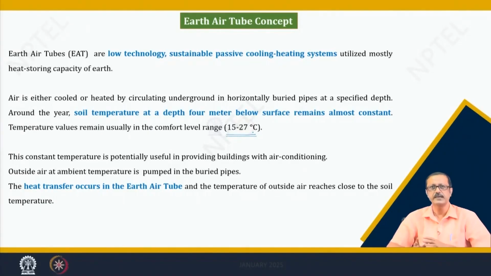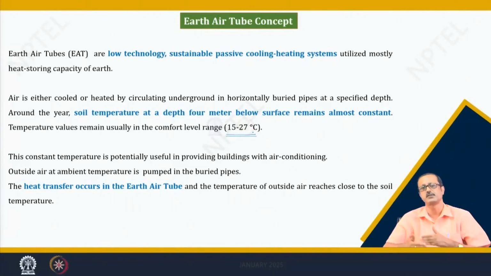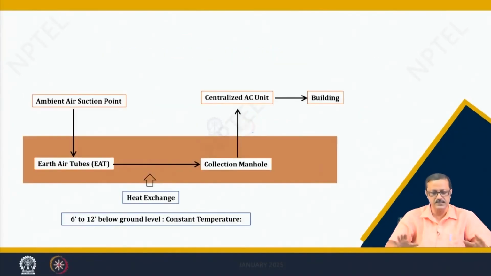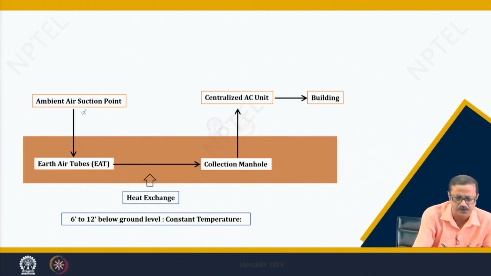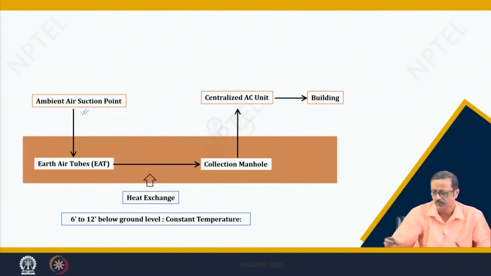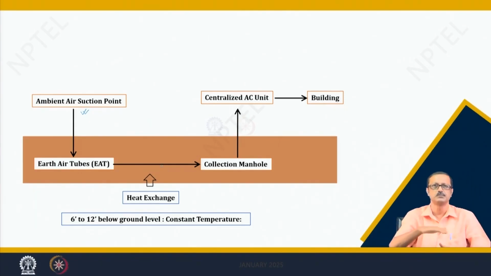So the heat transfer can take place in that particular zone. In the time of summer, suppose I go to the next slide, suppose this is the earth, and below the earth I have some kind of arrangement of metal pipes, and through the metal pipes the air is circulating. Which air? It is the ambient air, from some suction points. I am taking it in, and that air is passing through that particular zone, 6 feet to 12 feet below, and it is circulating.